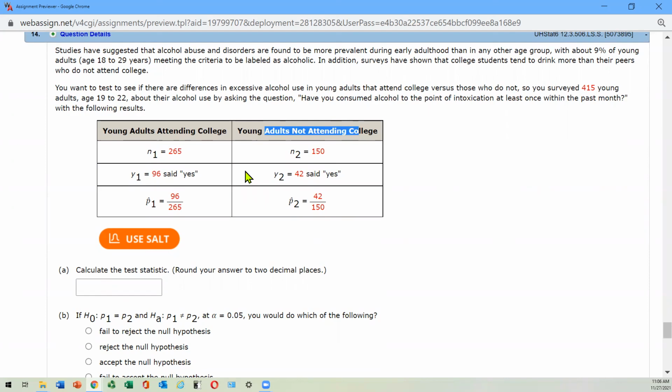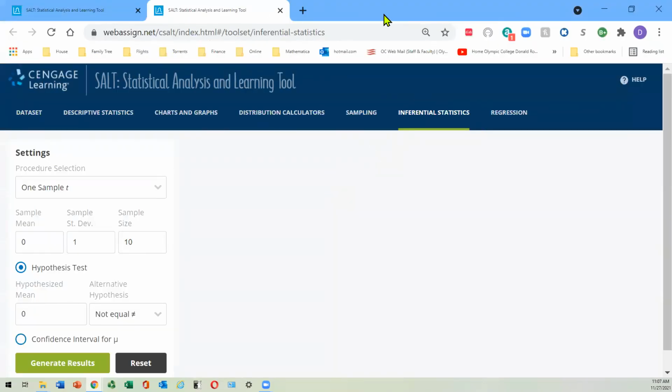We have P1 being college students, and they have P1 of 96 out of 265, and P2 is the other, not college, and they are 42 out of 150. So we're going to use SALT, put all that information in.